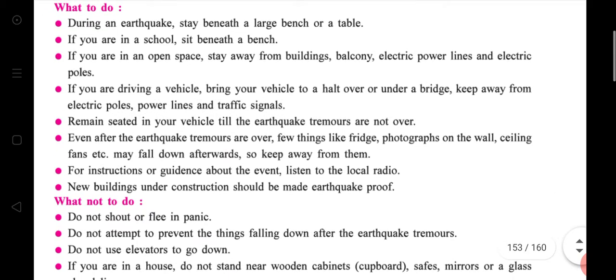If you are driving a vehicle, bring your vehicle to a halt over or under a bridge. Keep away from electric poles, power lines and traffic signals. Remain seated in your vehicle till the earthquake tremors are over. Even after the tremors are over, things like photographs on the wall and the ceiling fan may fall down afterwards, so keep away from them. For instruction or guidance about the event, listen to the local radio. New buildings under construction should be made earthquake proof.